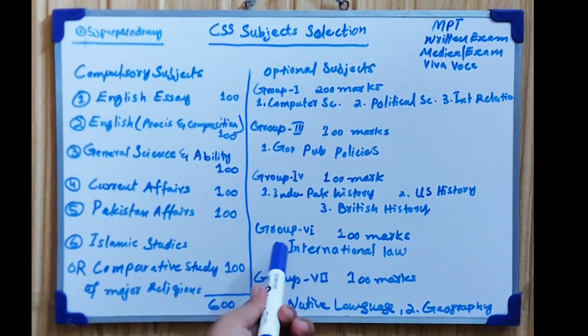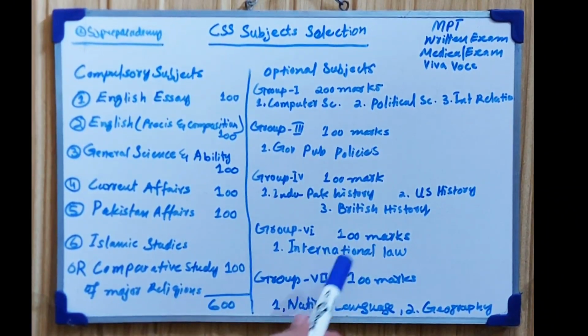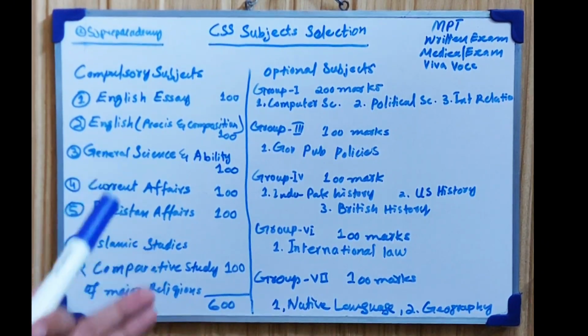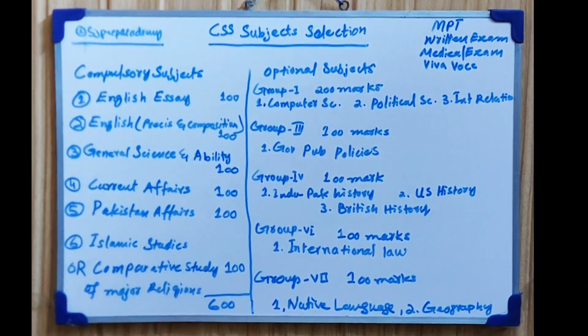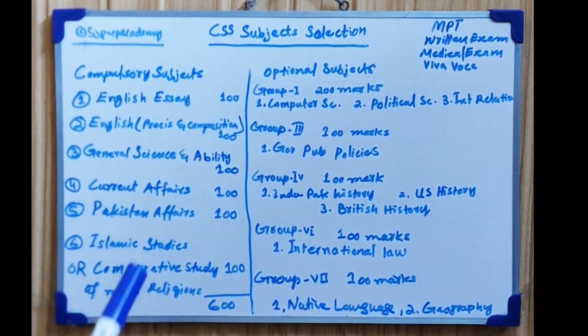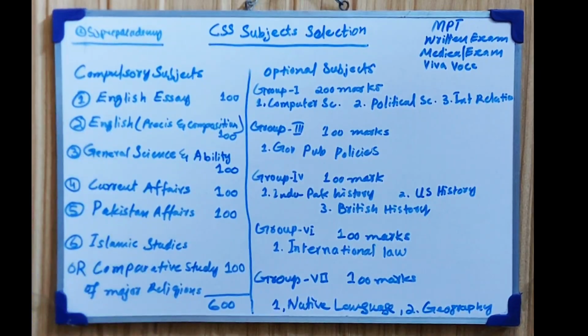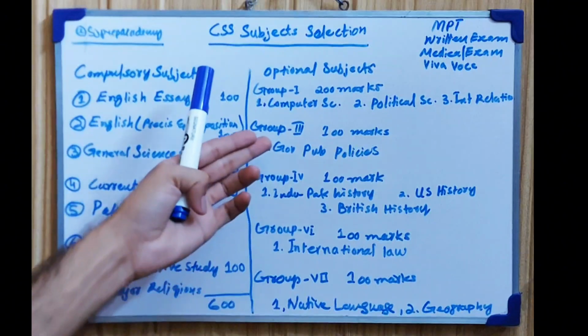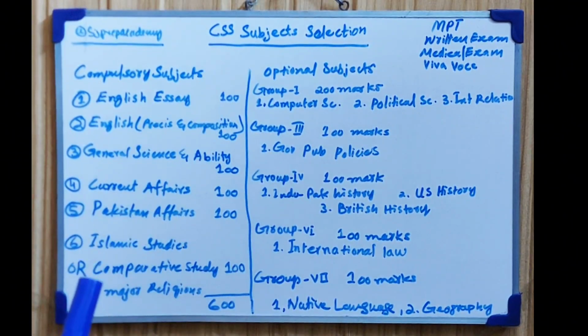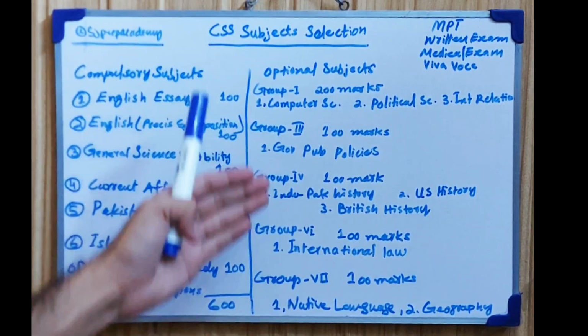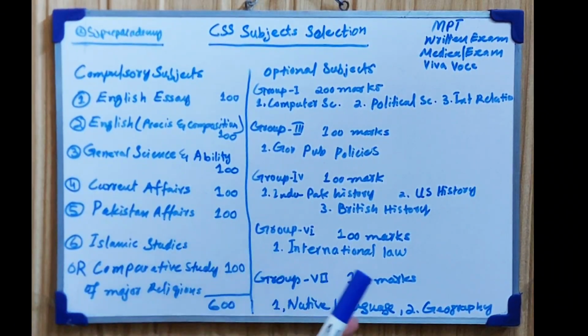Then there is the sixth group of subjects that also carries 100 marks, that is international law. International law is also a high scoring and relatively easy subject, and it will prepare you for your essay writing, your understanding of public relations or the laws that are required in the country. You will also build up for public governance and public policies. So these subjects will help very much.